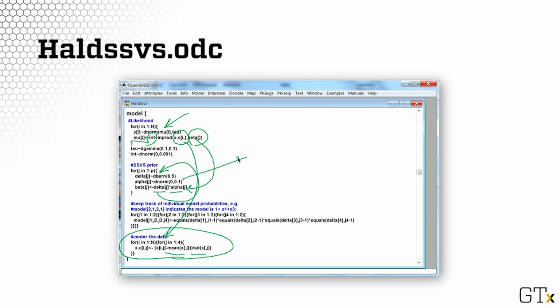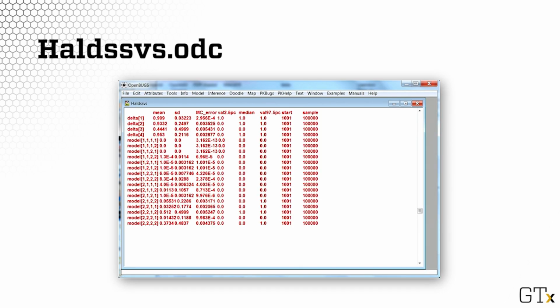In an experiment, you don't want to put it too non-informative. So here it is slightly non-informative with precision 0.1. You run the model and you save delta. And you see that in this case, delta 1, the first variable, was 1 99.9% of the time. Delta 2 was 1 93.32% of the time. But delta 3 was not in the model often, less than 50%. And delta 4, corresponding to the fourth variable, was in the model 95% of the time.